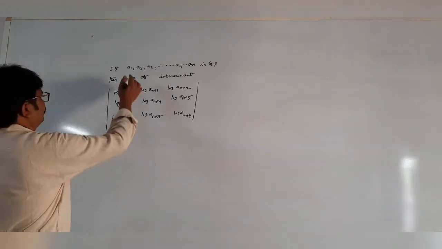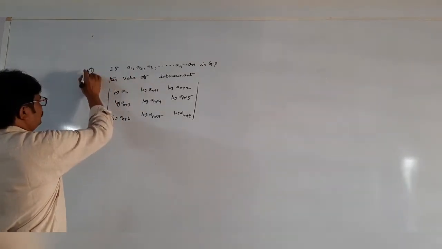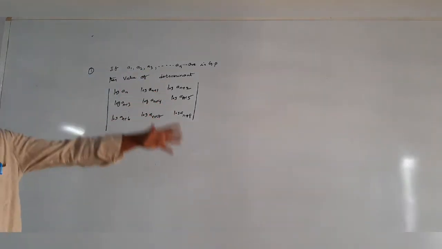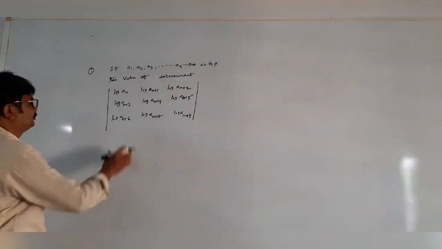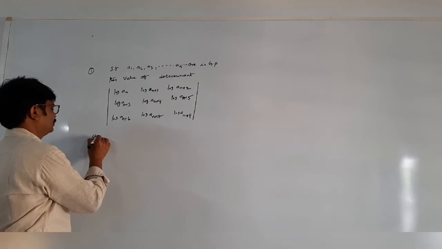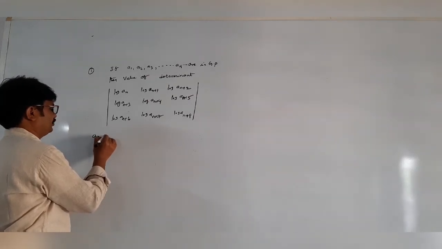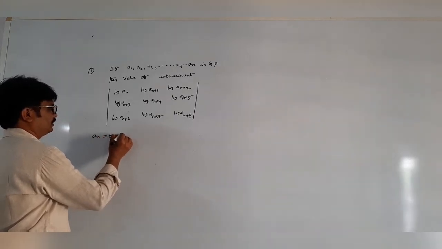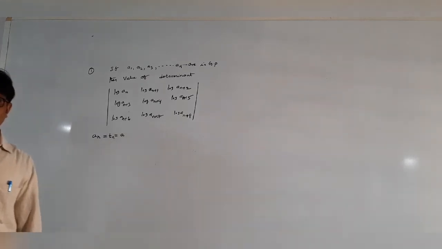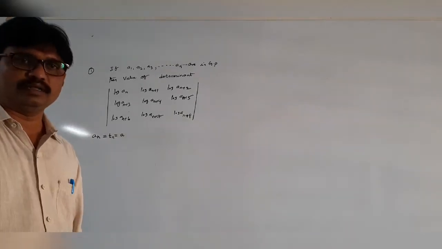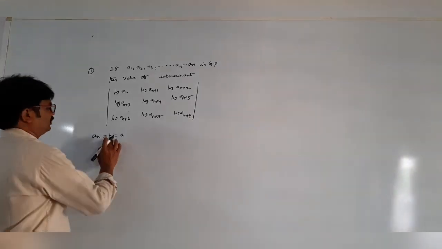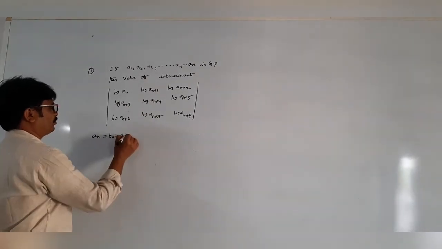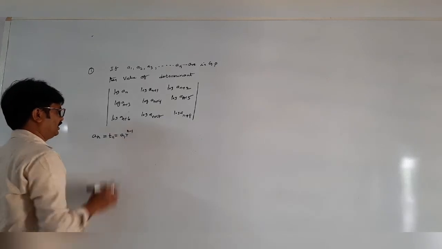Dear students, one more previous question. Here A1, A2, A3 and so on, An and so on are in GP. We know that the nth term An is nothing but Tn, which is A into R power n minus 1. Here the first term is A1, so An is A1 into R power n minus 1.